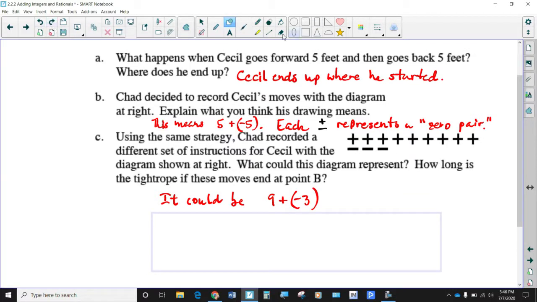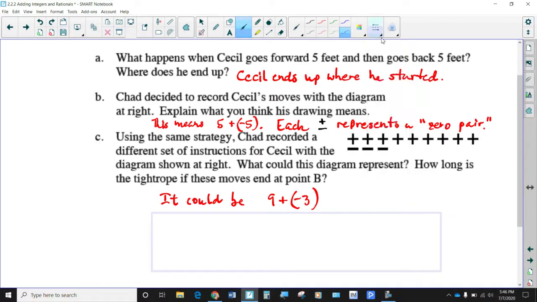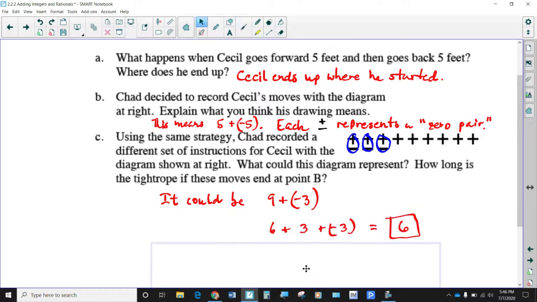Since you can't do that on paper, I would recommend you do this instead. Maybe I'll change the color here. Just circle the 0 pairs, forming a big 0, okay? So 0 plus 0 plus 0 plus 1, 2, 3, 4, 5, 6 means that 9 plus -3 must be equal to +6. Because if we take that 9 and break it apart, it becomes like 6 plus 3, and then plus the -3. So the 3 and the -3 make your 0, so you're just left with the 6, okay?